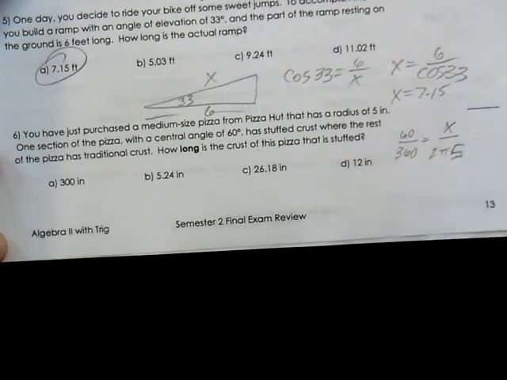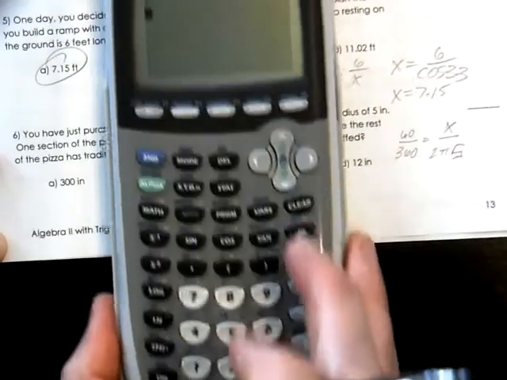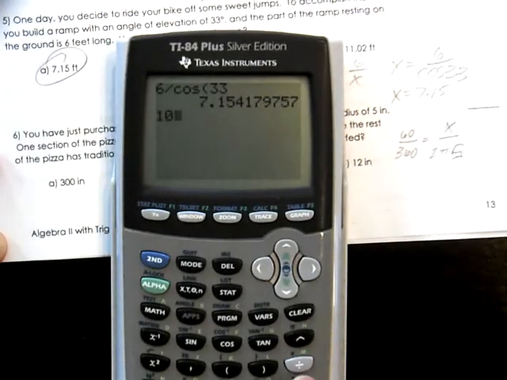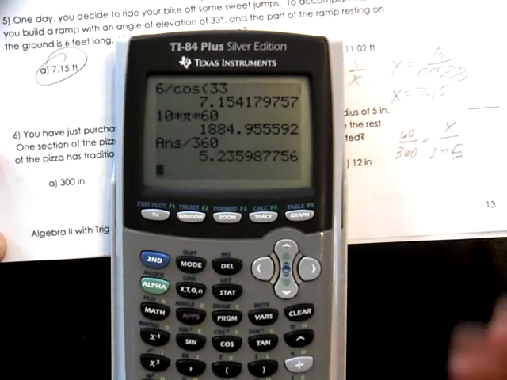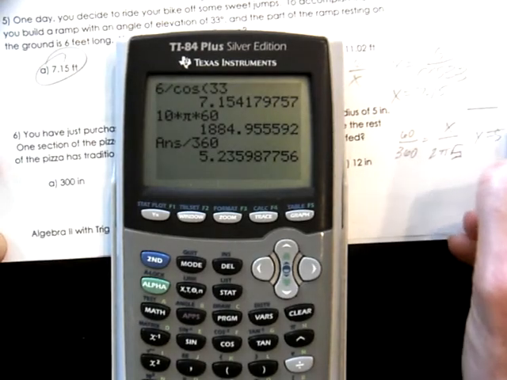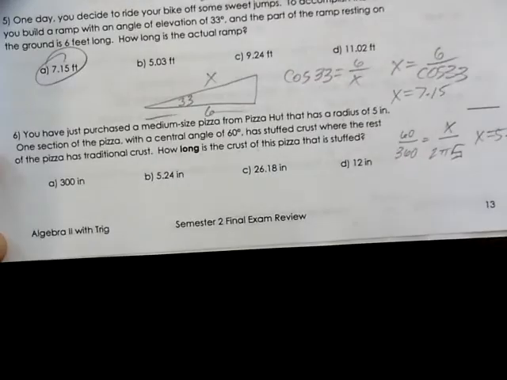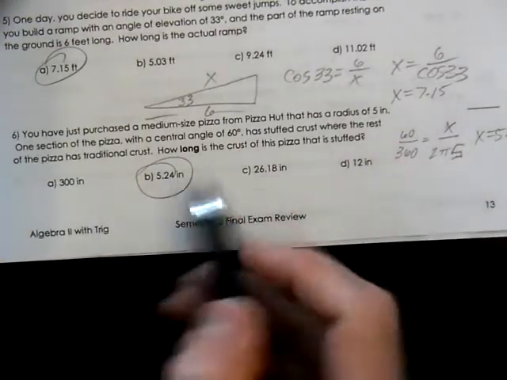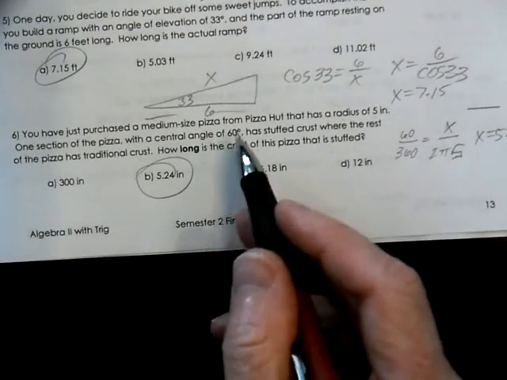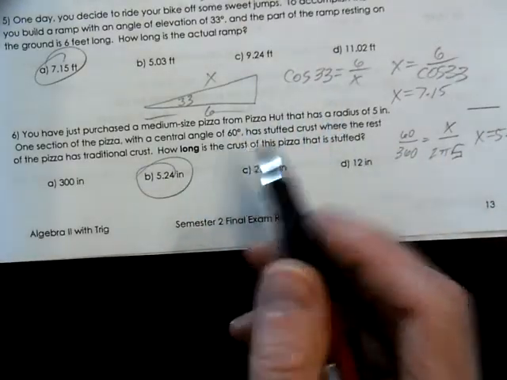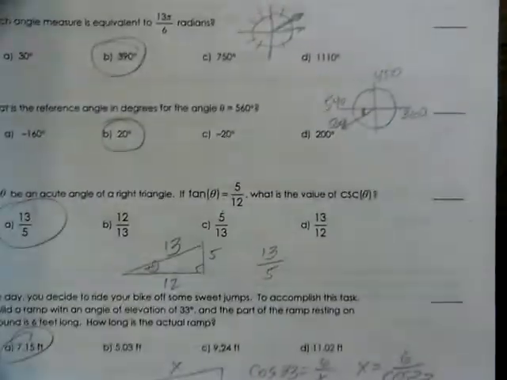So 10 pi times 60. 10 times pi times 60 divided by 360 gives you 5.2. There it is. But this isn't our question. They probably wanted us to do it in radian, and no need. We're not going to have that on our exam.